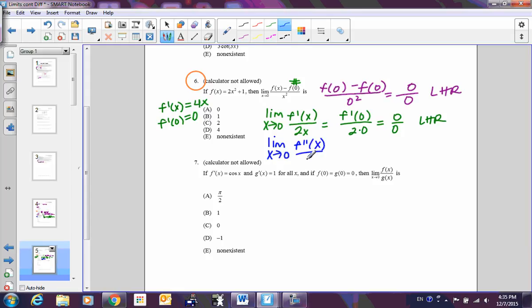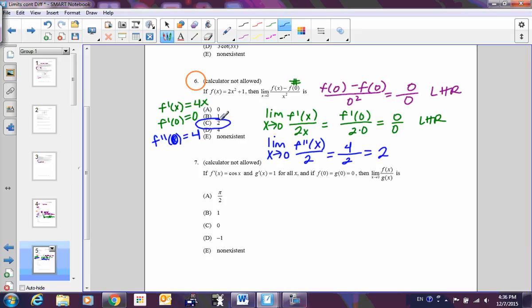So take the derivative of the top again, take the derivative of the bottom again. At least this time I know I'm not going to get 0 over 0 because I just have a 2 there. Okay, what's f double prime of x? Well, f prime was 4x, so f double prime is 4. It doesn't matter if you plug a 0 in. You just get a 4. There's nothing we can do there except simplify to 2.